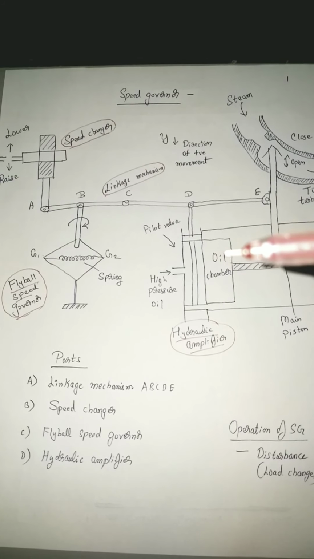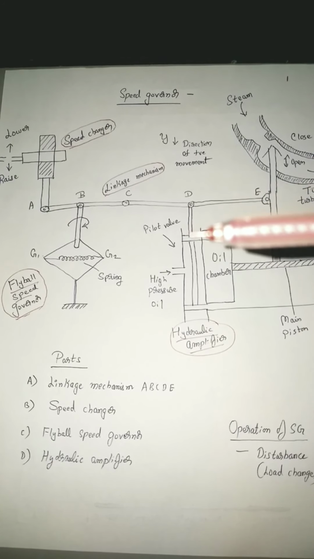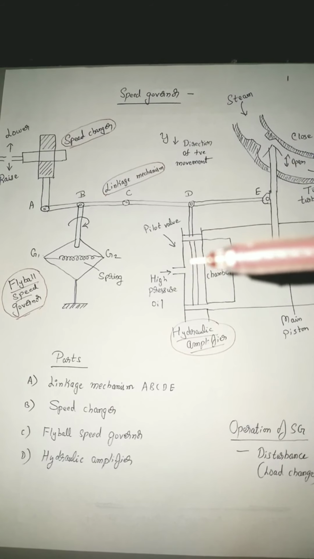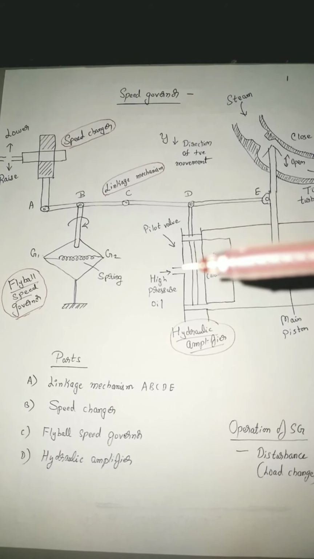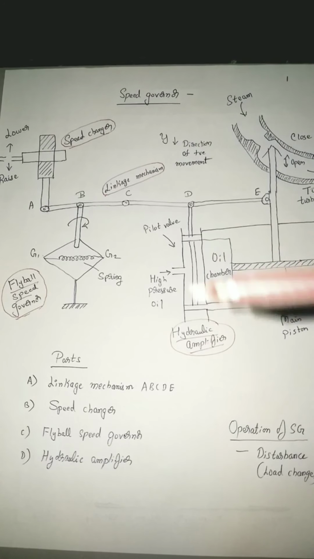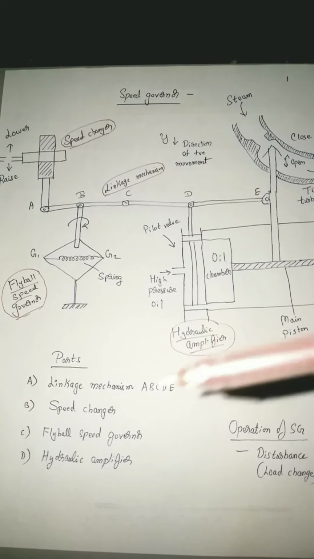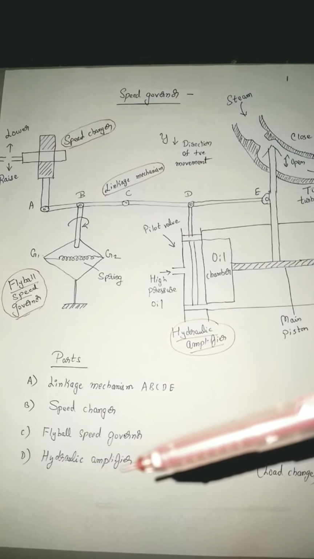Whenever due to some impact the pilot valve moves downwards, there is a pressure built up in the oil that is accumulated in the chamber. Due to that pressure, the main piston moves upwards, blocking the steam. On the other hand, whenever the pilot valve moves upwards, the pressure is released in the chamber and automatically the main piston moves downwards, thereby allowing the steam to pass to the turbine. So this is the operation of hydraulic amplifier.